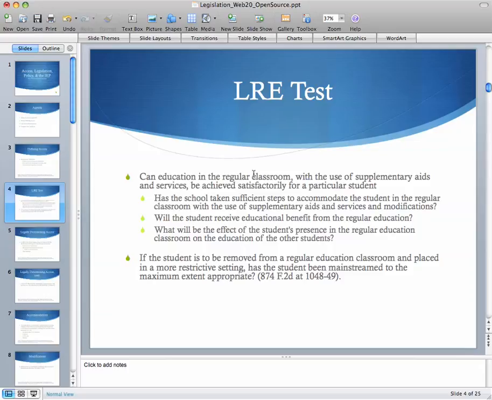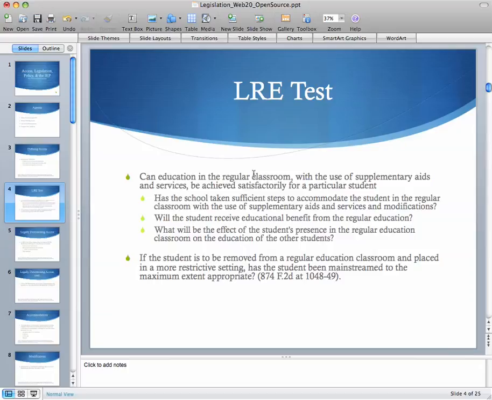Third, what will the effect of the student's presence in the regular classroom on the education of the other students be? So finally, we have to consider if this student's behavior or academic progress affects the other students in the classroom in any way. Okay? If it does, that doesn't necessarily mean that classroom is not the appropriate place for the student, but we have to look at then, are there aids, services, and modifications we can make that would reduce that effect and therefore allow the student to be successful and the other students in the classroom to be successful? Okay? We have to weigh those effects.